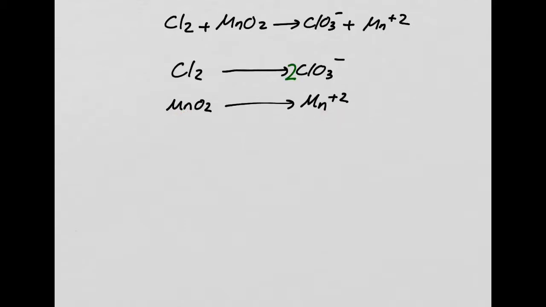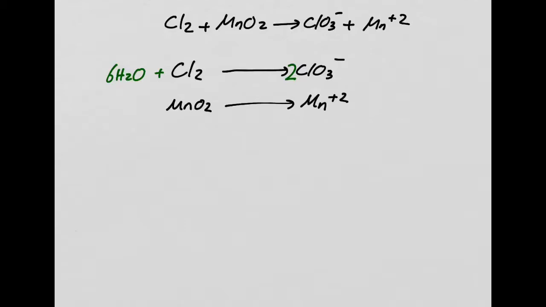Then balance the oxygen by adding water to the side that does not have enough oxygen. How many oxygen do I have here? 0. How many here? Be careful. 2 times 3, because you have 2 ClO3 minus now, so that would be 6. 6 and none over here. So I would add 6 H2O on this side.